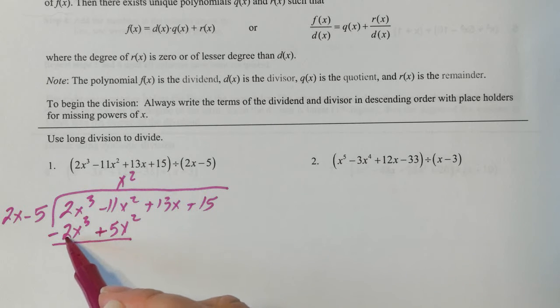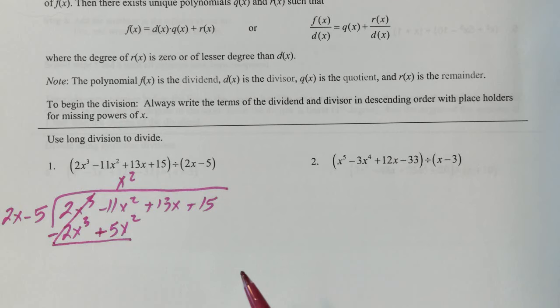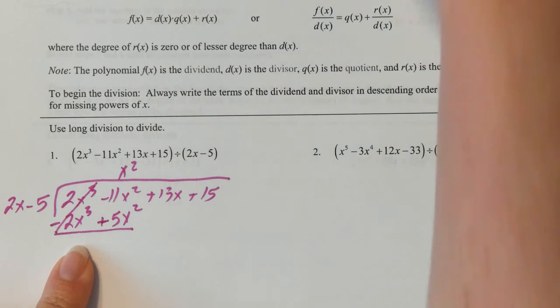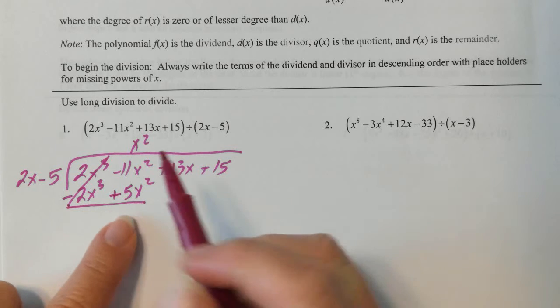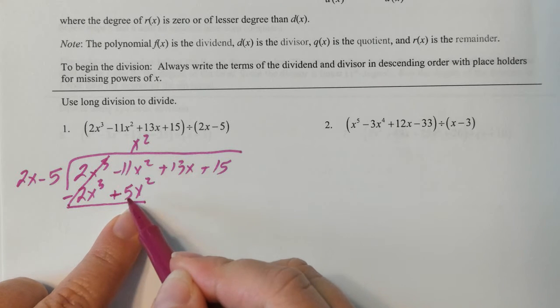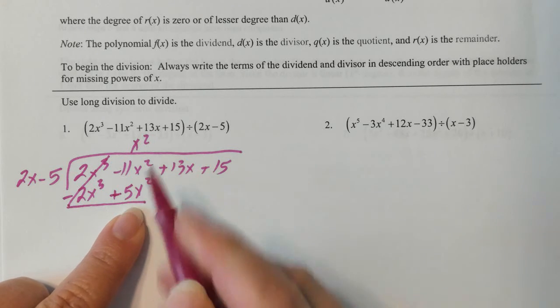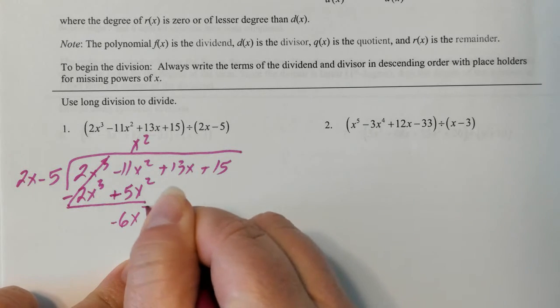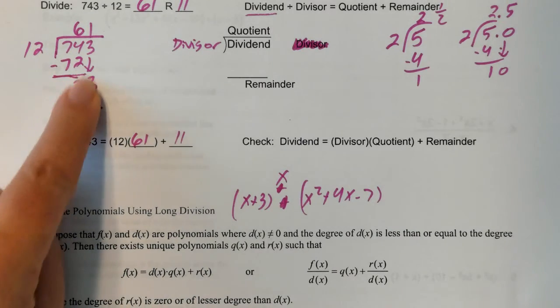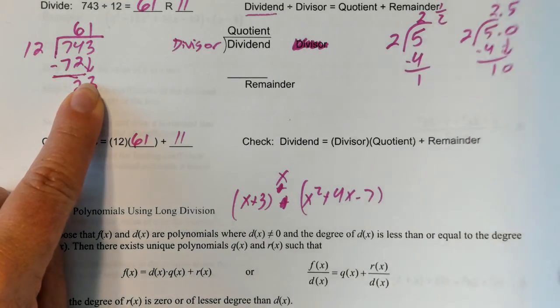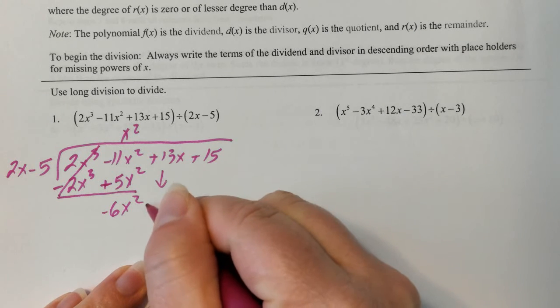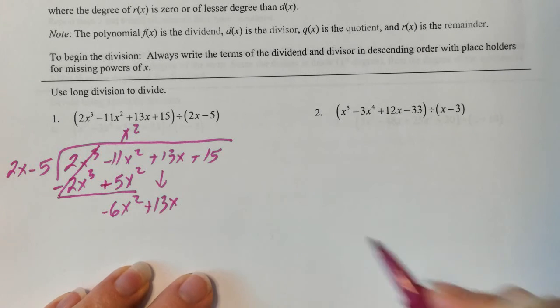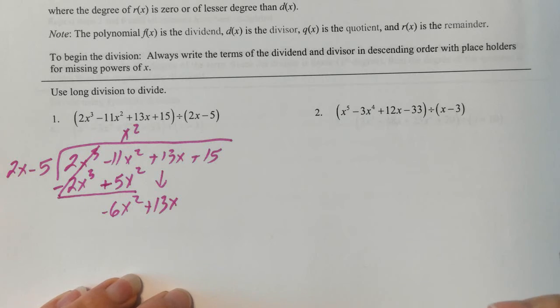2x cubed and negative 2x cubed cancels out and makes 0. If this does not cancel out to make 0, then we've done something wrong. That should always happen. Okay, negative 11x squared and 5x squared is going to combine to be negative 6x squared. All right, after we subtracted, we brought down the next piece. That's what we did when it was plain numbers. So that's what we're going to do here. We're going to bring down the next piece. We're going to bring down the plus 13x. And now we start the process over.